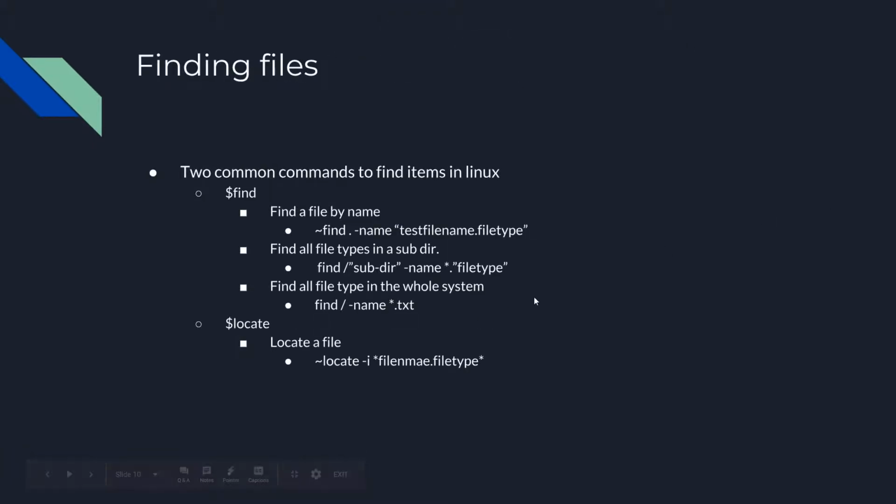Finding files. In this SSH server, there is a text file that we want to find. These are some commands. If we knew the name of the text file, we could just type out the name. If we knew the subdirectory, we could type it out. But we want to find a certain text file in the whole system.